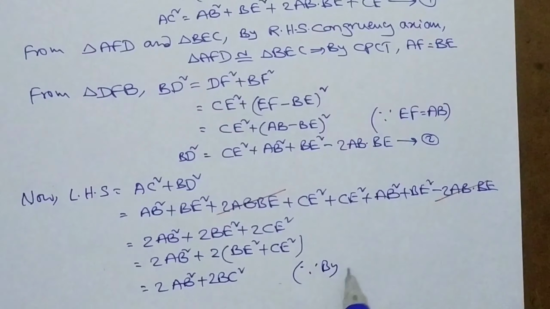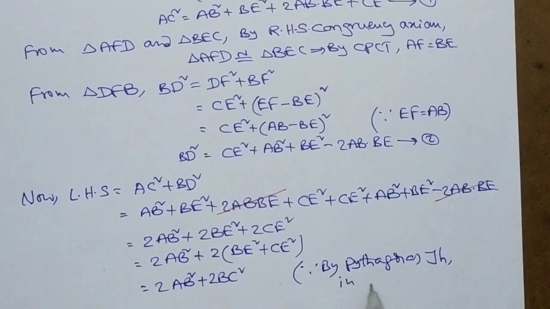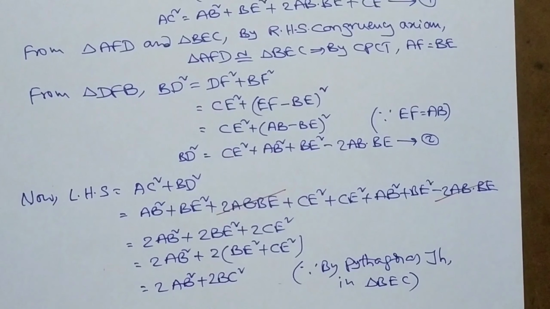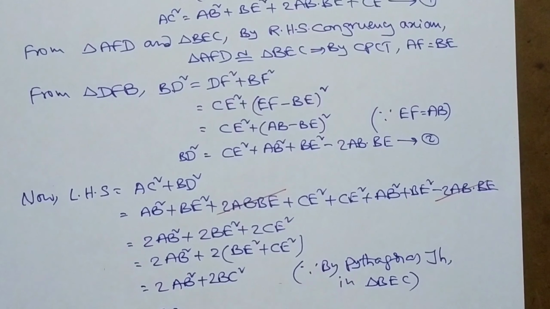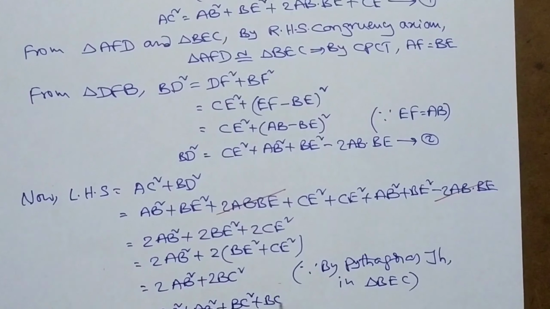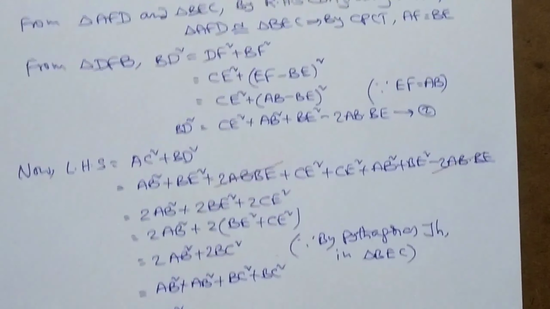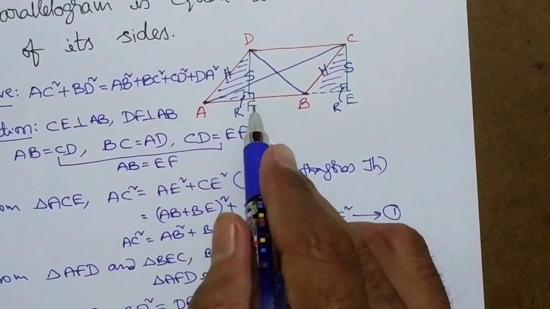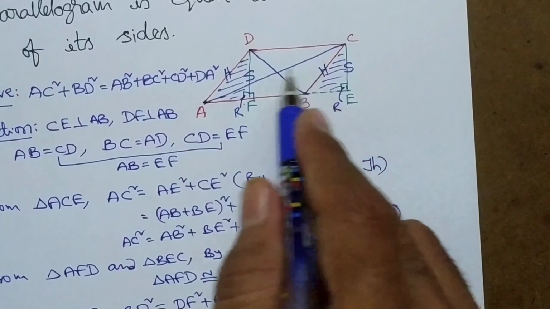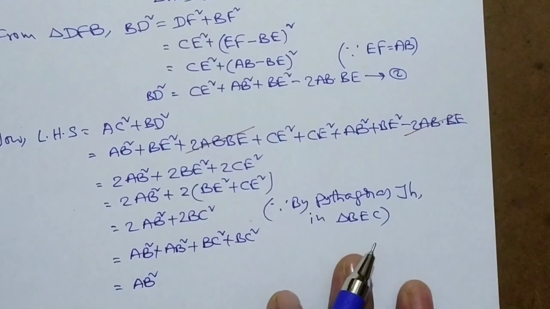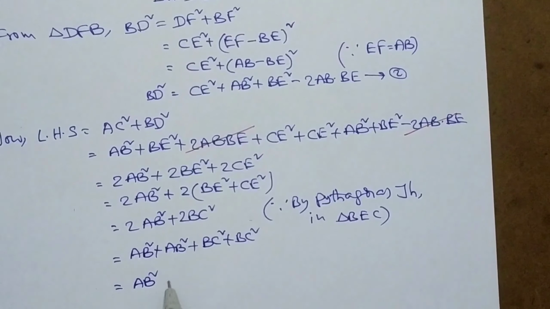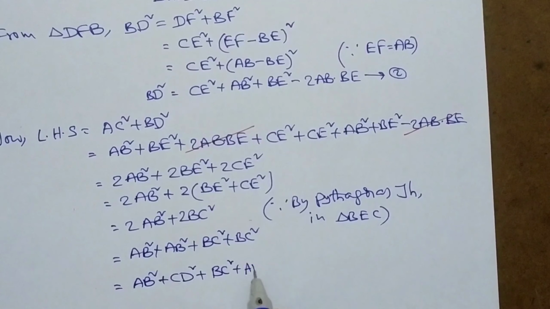Now since by Pythagoras theorem in triangle BEC, right? Now 2AB square I am writing as AB square plus AB square. 2BC square I am writing as BC square plus BC square, right? Now here already we know, in a parallelogram, AB square can be written as CD square and one BC square can be written as AD square. So let us conclude now. This AB square I am writing as CD square, BC square I am writing as it is, this BC square I am writing as AD square.